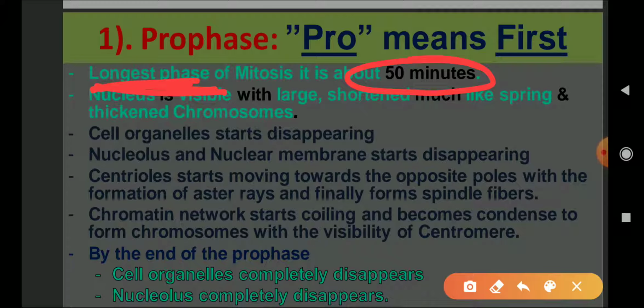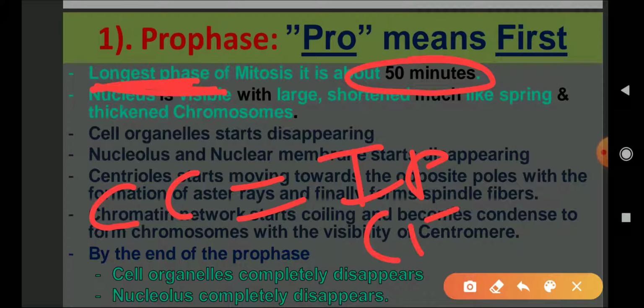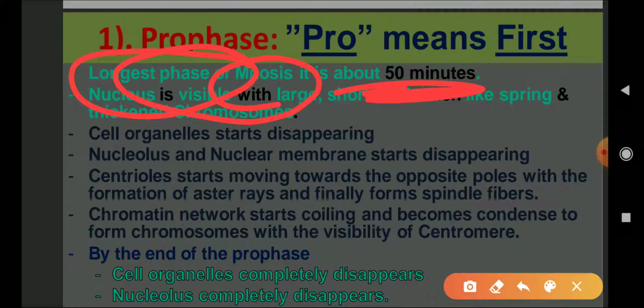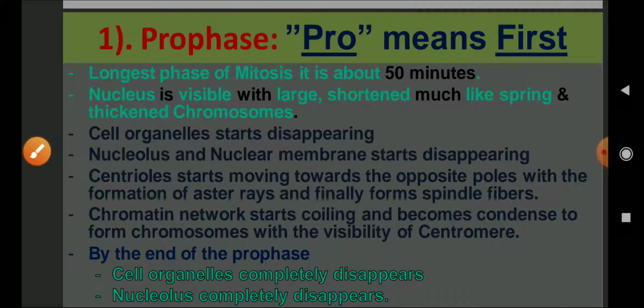Prophase. If it is asked which is the longest phase of the cell cycle, then the longest phase of the cell cycle is interphase, because it is about 17 to 18 hours. But this is mitosis. So in mitosis, the longest phase is prophase. The nucleus is visible with large, shortened, spring-like, thickened chromosomes. These are the characteristics. Now what happens in the prophase?